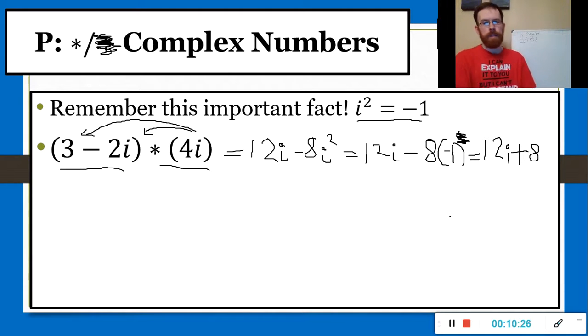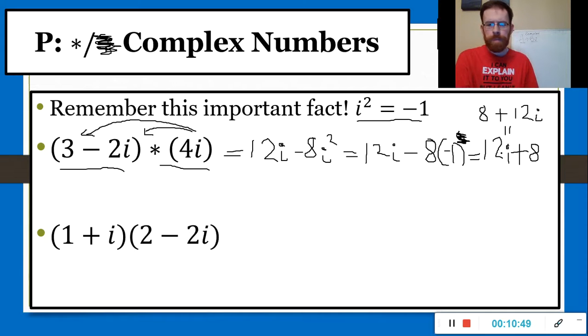Now that is our final complex answer. But Mr. K, that's not in the form of a plus bi, that's bi plus a. Well, true, but remember, addition is commutative. It's the same forwards or backwards. I can rewrite that as 8 plus 12i if I need to. I don't need to, but I'm going to do it just to quell all your fears.